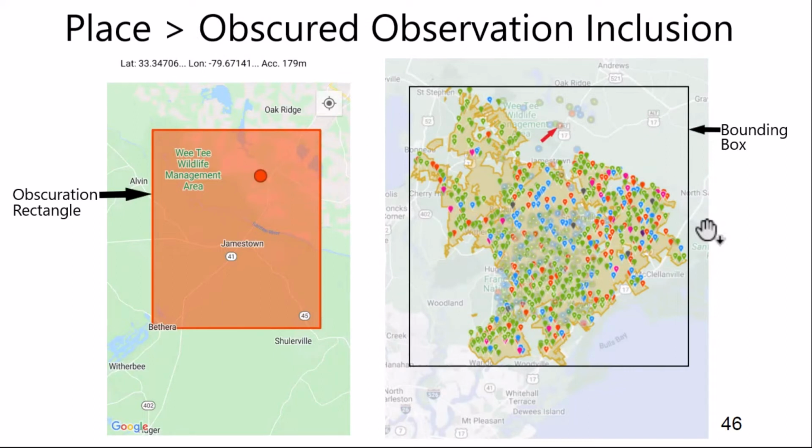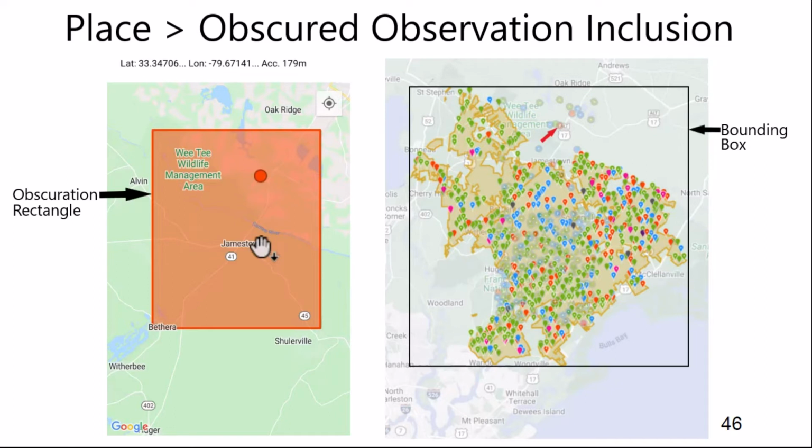Okay, here's a project that will actually show you some obscured observations. This is Francis Marion National Forest. And you can see that this little observation right up here is not actually in the project, but the actual true location is in fact inside the forest. But you'll see a bunch of fuzzy little dots. Those are all obscured rectangles.